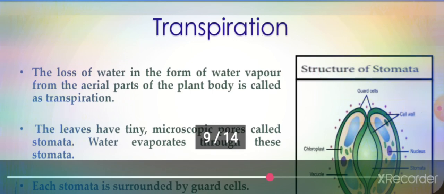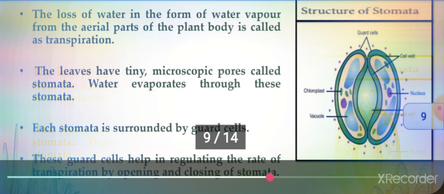What is transpiration? The loss of water in the form of water vapor from the aerial parts of the plant body. What do you mean by aerial parts of the plant body? That is nothing but leaves. Leaves are called the aerial parts of the plant body. And through these leaves, the excess amount of water present inside the leaves escapes as water vapor, and that process is called transpiration.